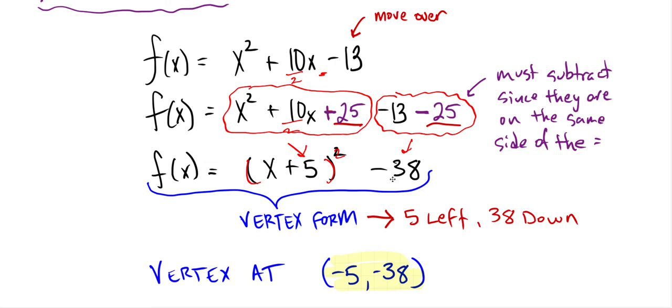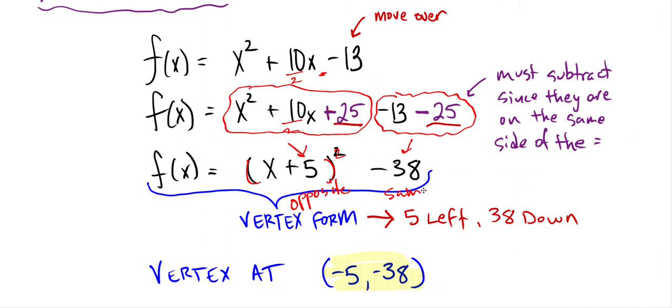But this is called vertex form because if you remember transformations forever ago, I mean, it felt like forever ago, it was 2 weeks. It was like 6 school days ago. A plus 5 in the parentheses would move your graph 5 left. It's opposite on the inside of the parentheses. So that would be 5 left. The minus 38 on the outside would be down 38.